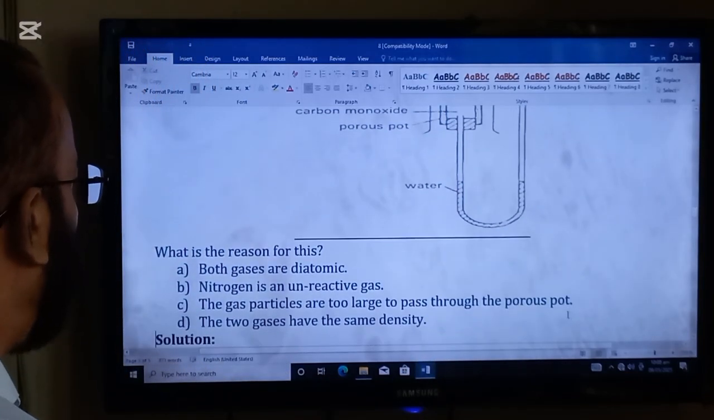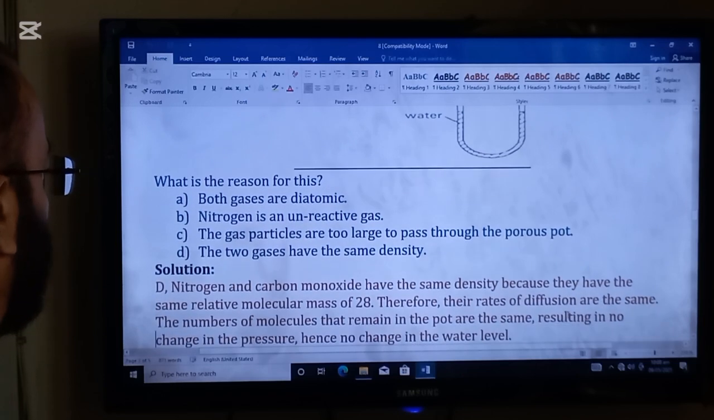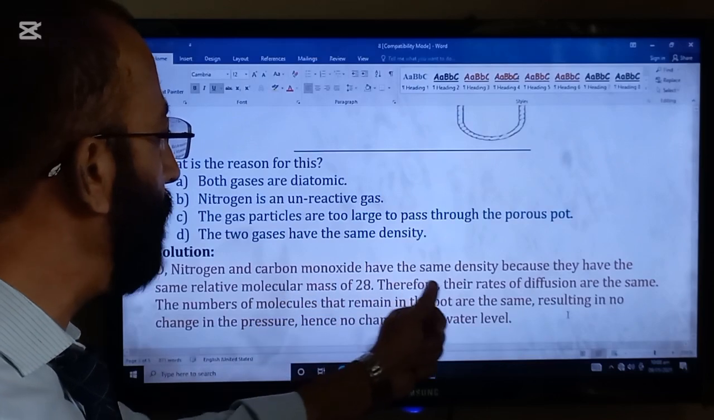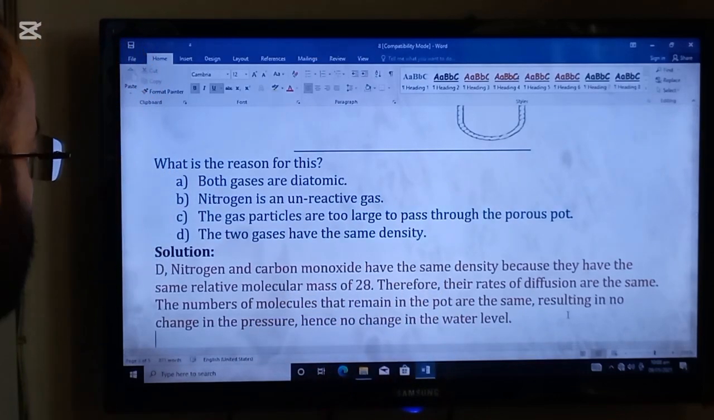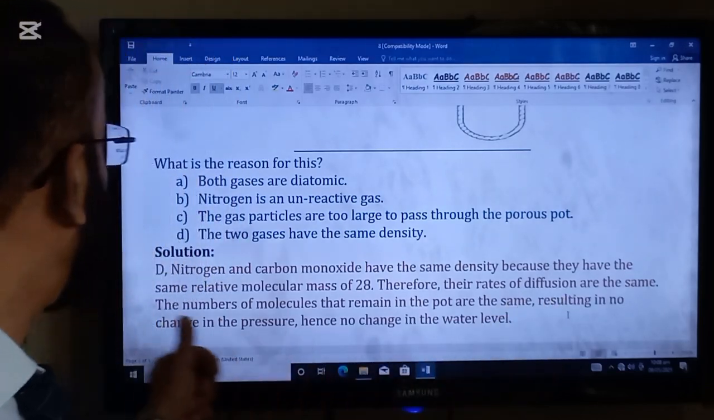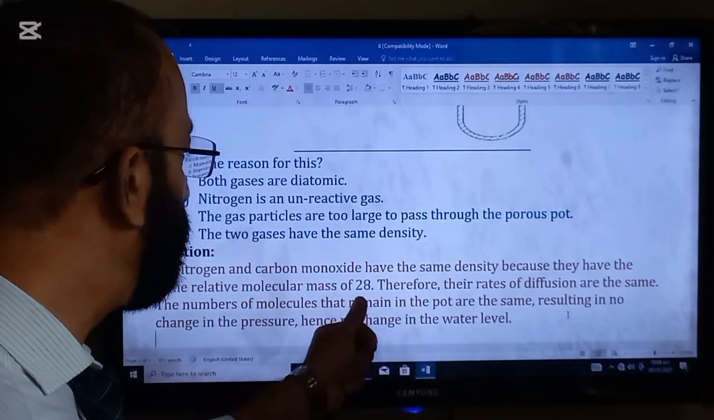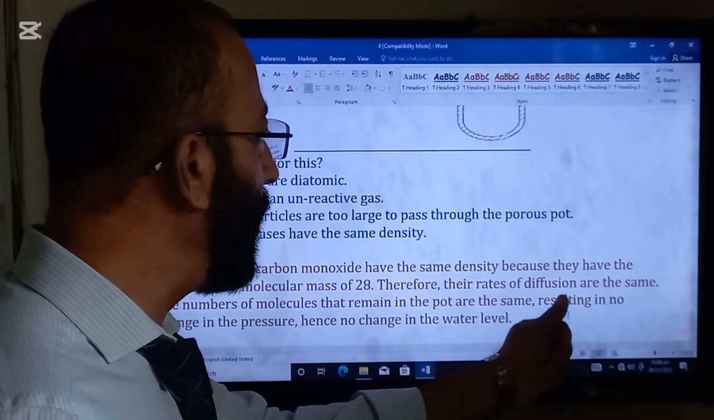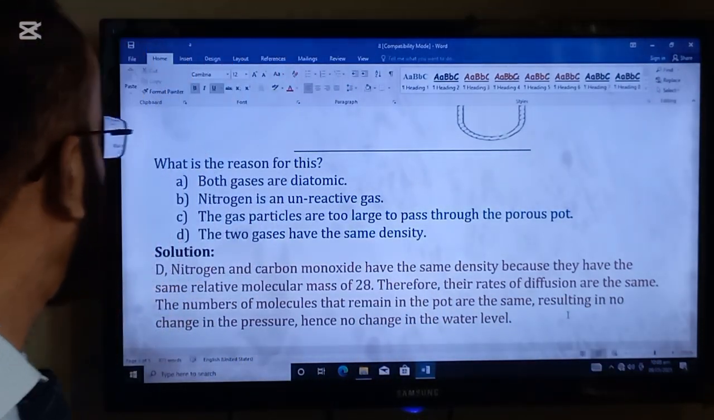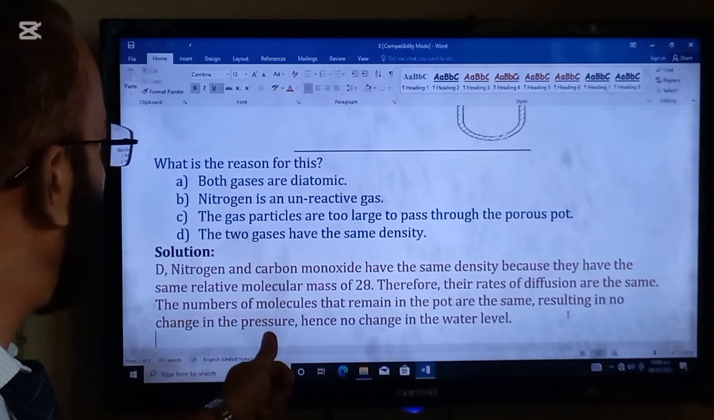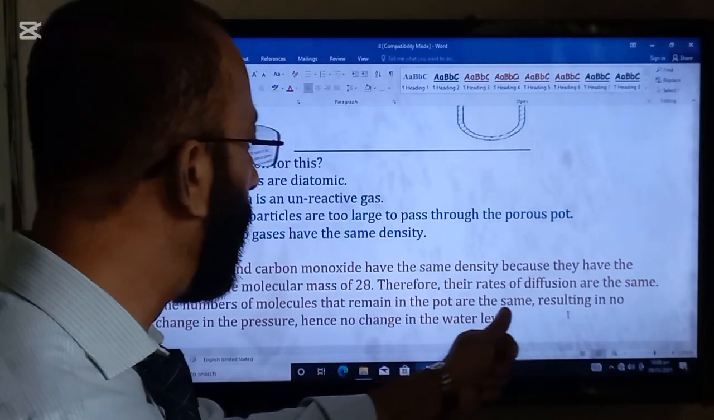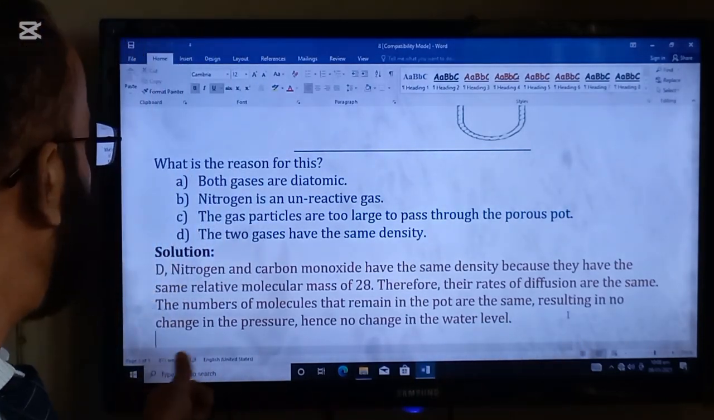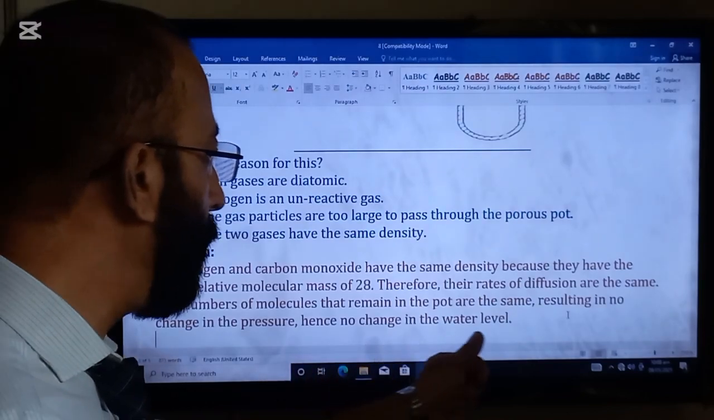So the requirement is the reason. The reason is nitrogen and carbon monoxide have the same density, because they have the same relative molecular mass of 28. Therefore, their rates of diffusion are the same. The number of molecules that remain in the pot are the same, resulting in no change in the pressure, hence no change in the water level.